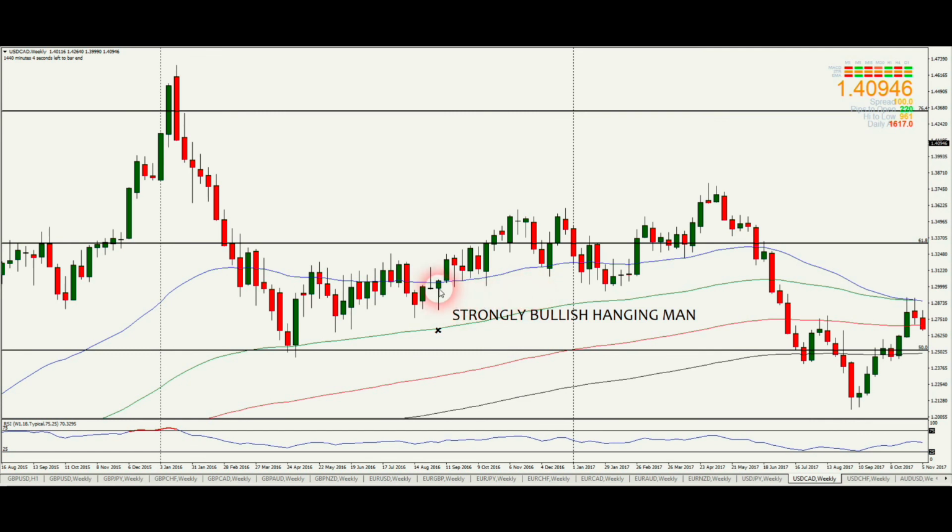Here we can see the candle has opened here, the bears have had a go at pushing down, it's been rejected, they've pushed back, they've pushed the price back past the open price, and this candle has continued the northern trend of this particular pair.